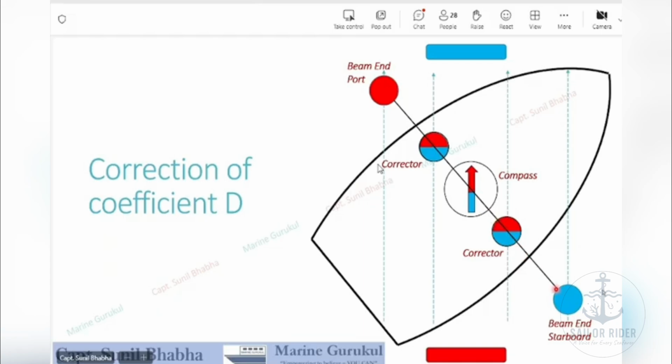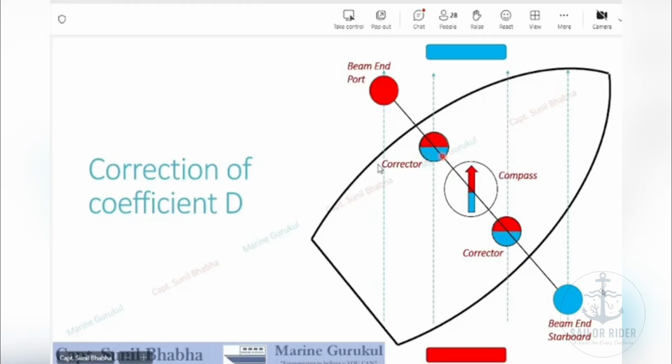You can see the starboard end of the beam had a blue polarity, whereas the starboard soft iron corrector has a red pole closer to the compass, cancelling the effect of the Athwartship beam. Now let's turn our attention to the port side corrector.